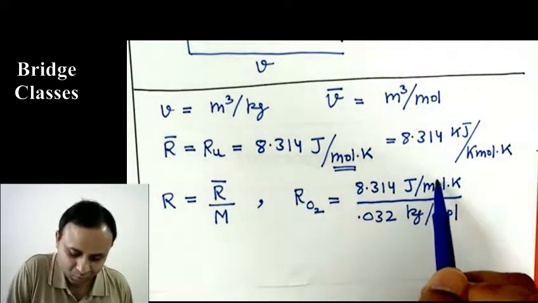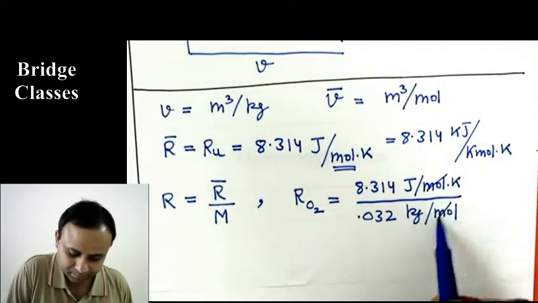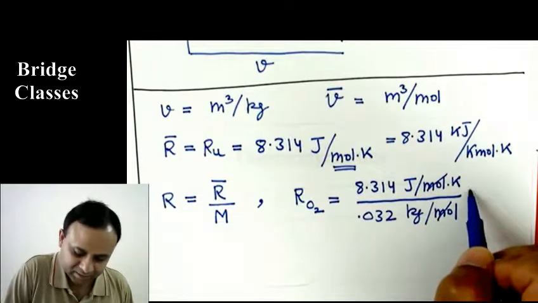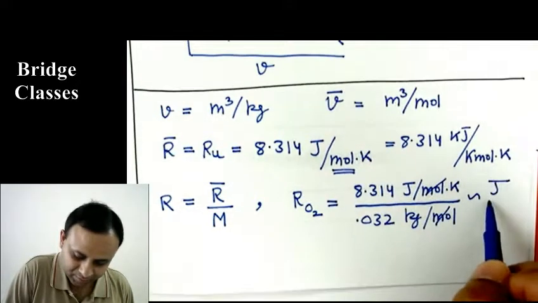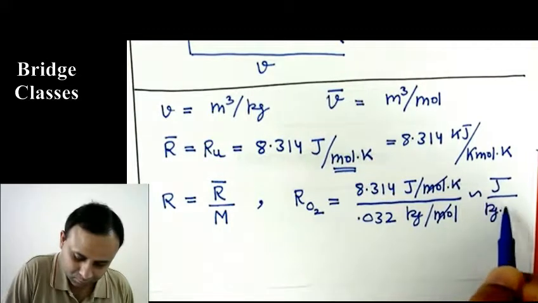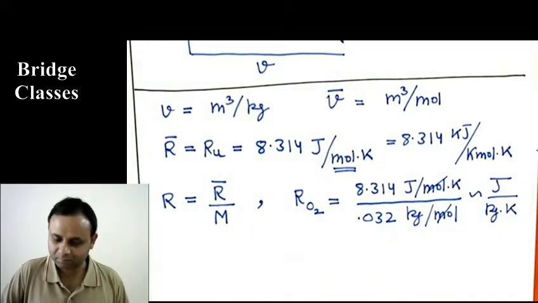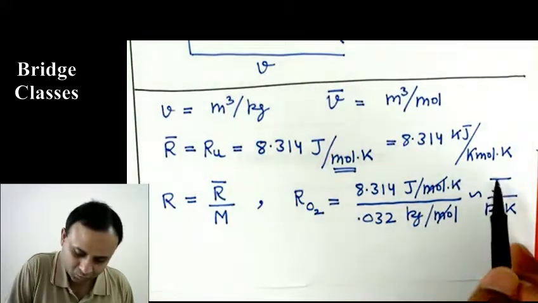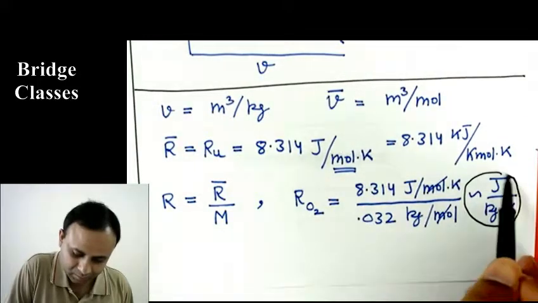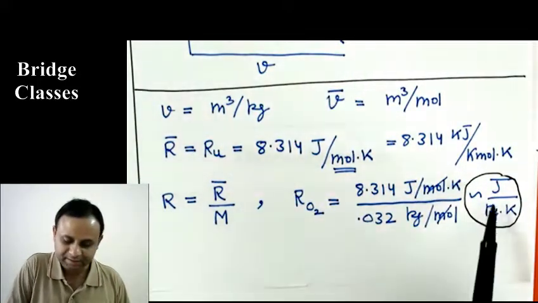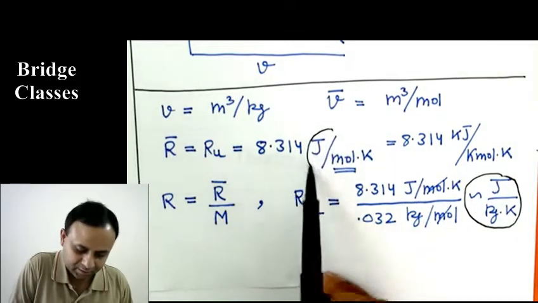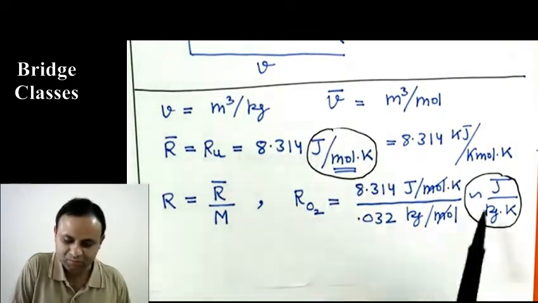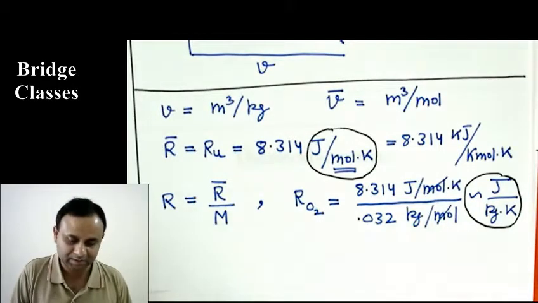So you see this mole and mole cancels. The answer you will get will be in joule per kilogram Kelvin. So see, the gas constant is on a per kilogram basis, whereas the universal gas constant is joule per mole Kelvin. It is on a molar basis. So they are different.